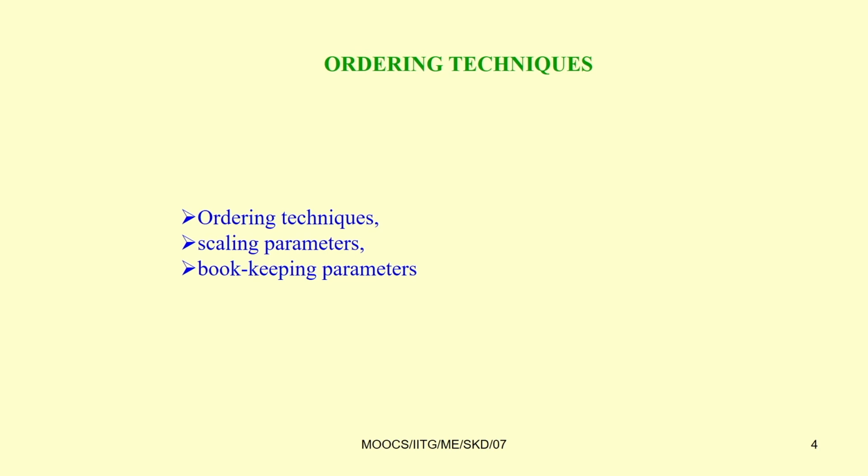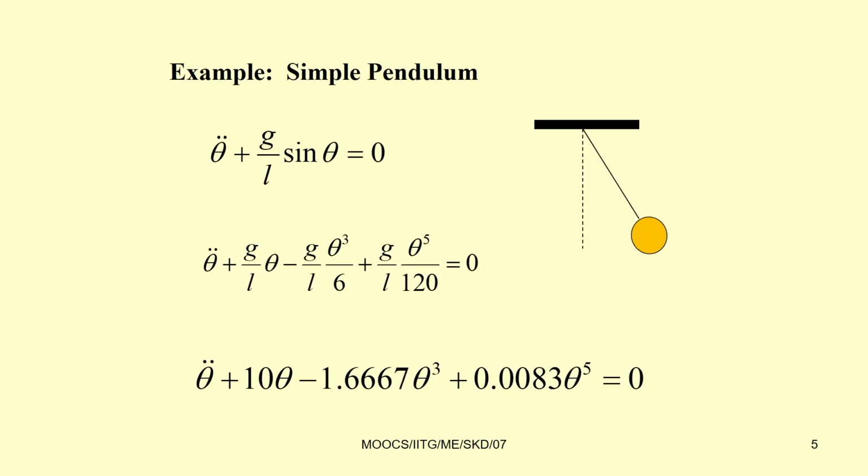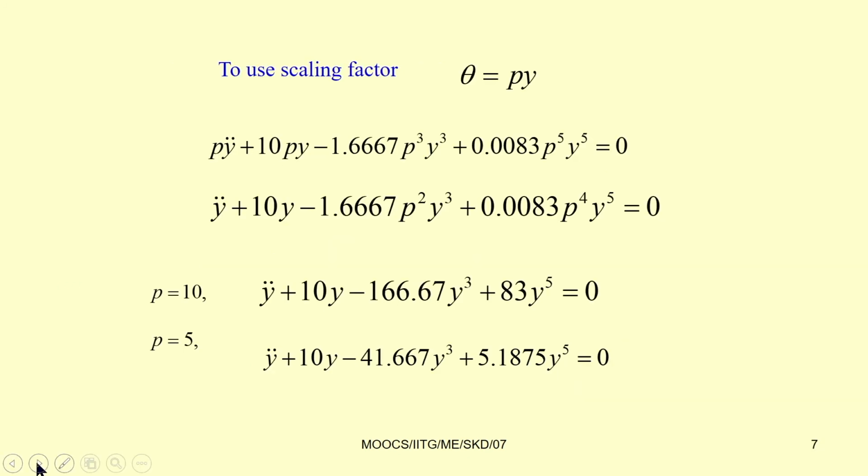So, in the ordering technique, particularly, we are interested in, or we have studied, the scaling parameter and the bookkeeping parameter. For example, in the scaling parameter, this is the equation of motion of a simple pendulum. Here, writing theta equal to p y, we have found this equation.